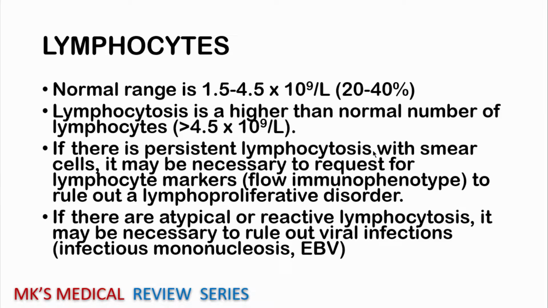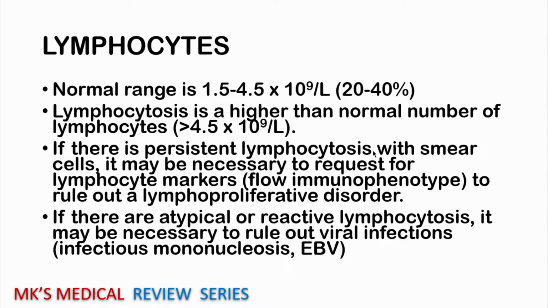Moving on to the lymphocytes, so the normal range is 1.5 to 4.5, so 20 to 40%. So in lymphocytosis, lymphocytes are much higher and are more than the normal. Lymphocytosis is just pretty much a higher than the normal lymphocytes. Then if there's a persistent lymphocytosis with smear cells, it may be necessary for you to actually request for lymphocyte markers. So do your flow immunophenotype to rule out any lymphoproliferative disorders.